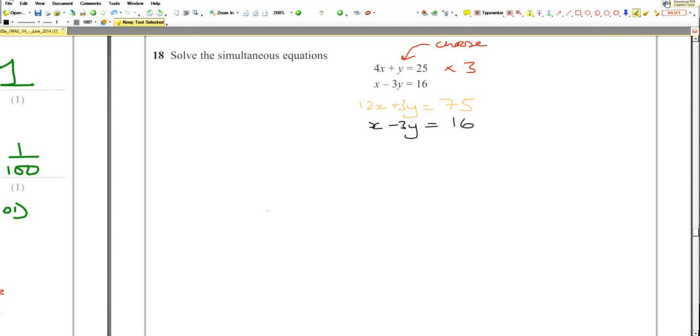Now, can you now see my intention behind multiplying the top number by 3? What's happened now is made the y coefficients, they now become opposite.